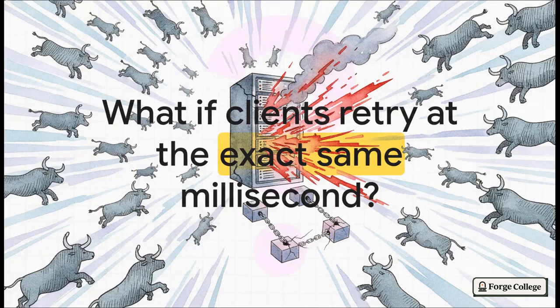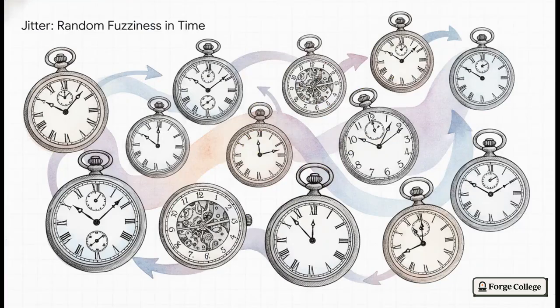But hang on, imagine this nightmare scenario. A shared network outage just ended. 1,000 different apps using your exact same backoff logic wake up and fire their retry request at the exact same millisecond. What happens? Boom, you get a stampede, the dreaded thundering herd problem, and you immediately crash the server all over again. No way we want that. So how do we stop the stampede? We solve this by injecting what engineers call jitter. Jitter adds just a little bit of random fuzziness, say plus or minus 20% to the delay timer.